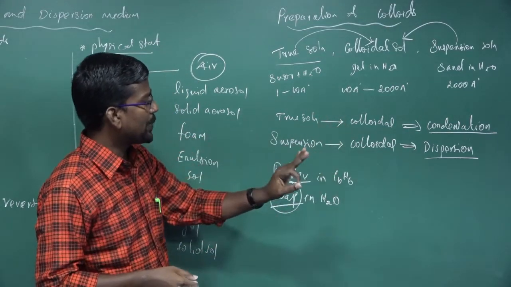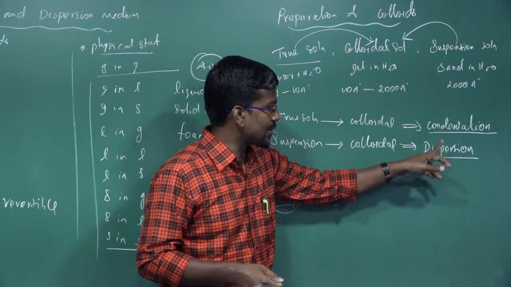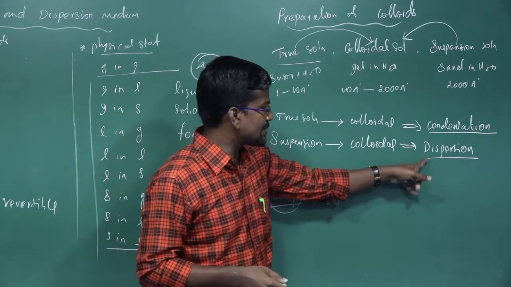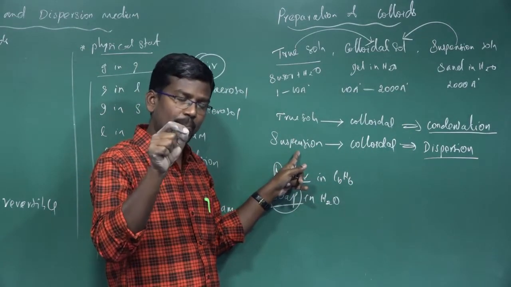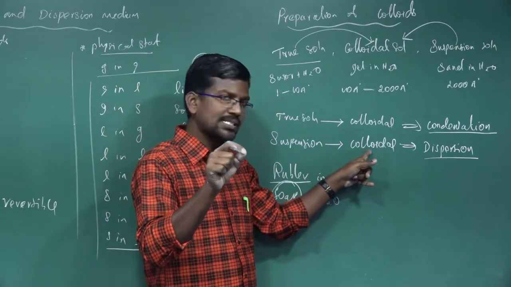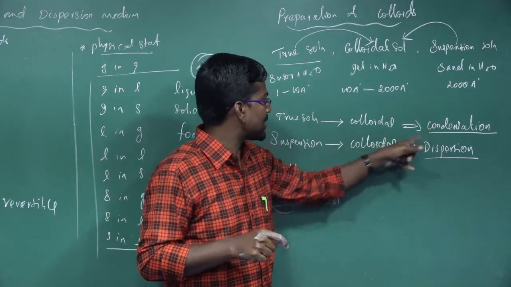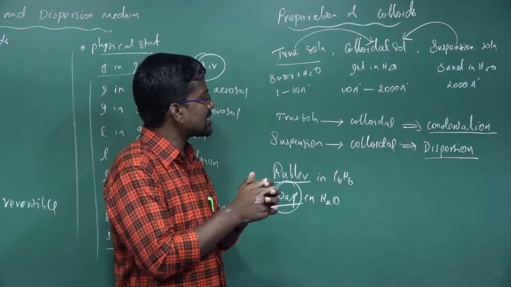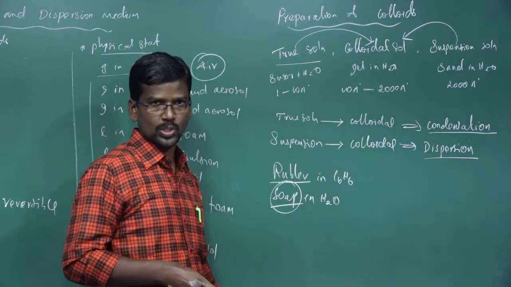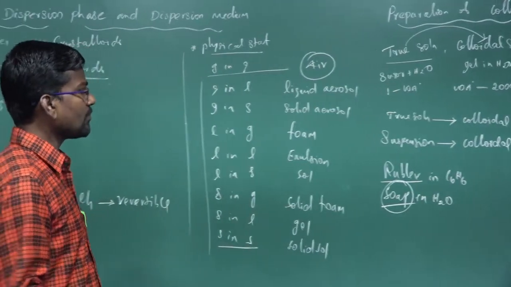In general, for the preparation of colloidal substances, two methods are there. One is the condensation method, another is the dispersion method. By the dispersion method, a suspension containing large colloidal particles can be converted into a colloidal solution containing small dispersed particles. In the condensation method, a true solution containing the smallest particles combines to form a colloidal solution. Okay, now we are going to discuss the first one.